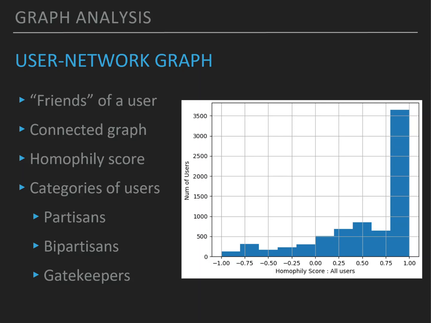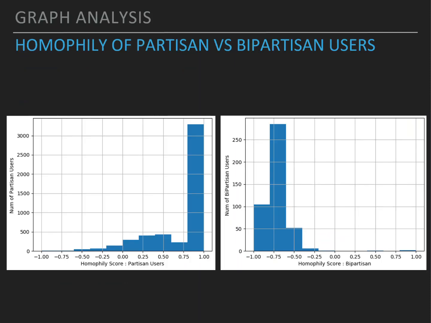As can be seen, an alarming number of users have a high homophily score. And when we look at partisan and bipartisan users, we see that a large number of partisans have a high homophily score and the opposite for bipartisans, which is as expected.